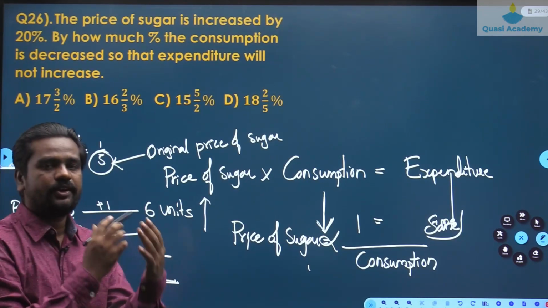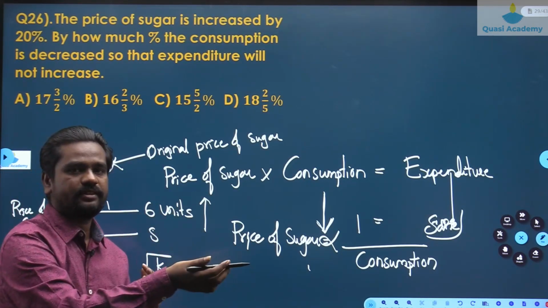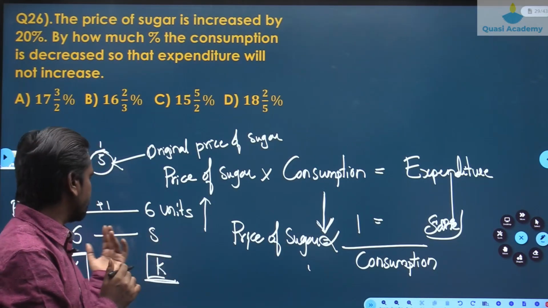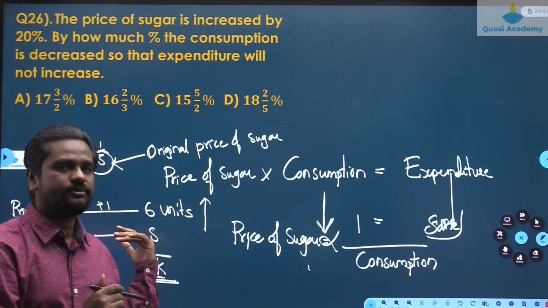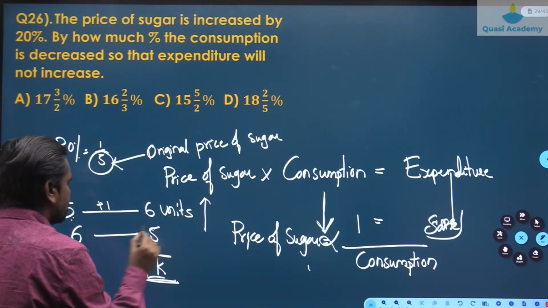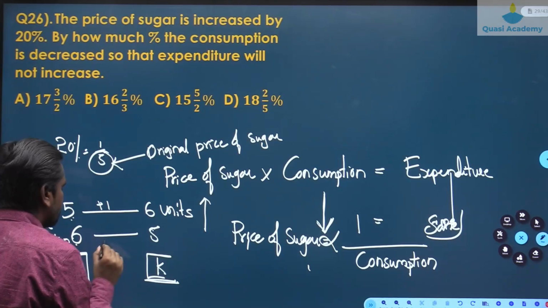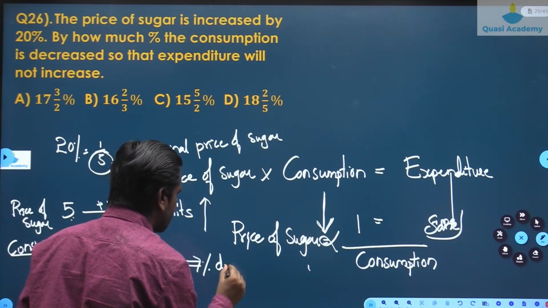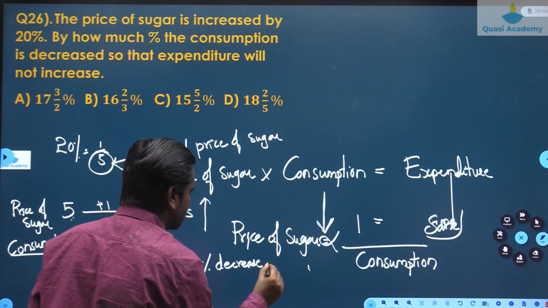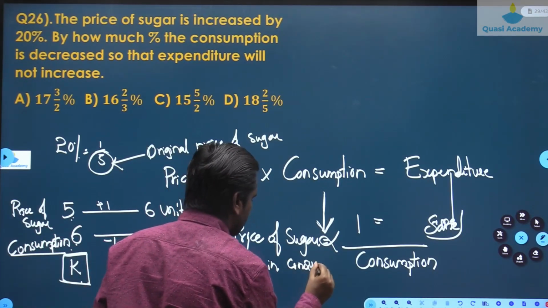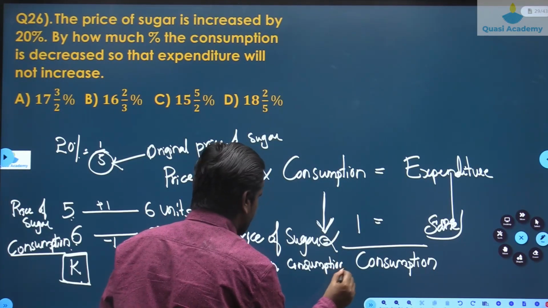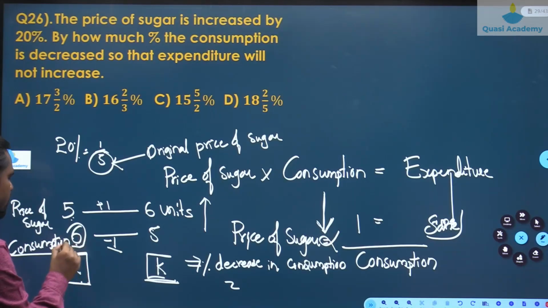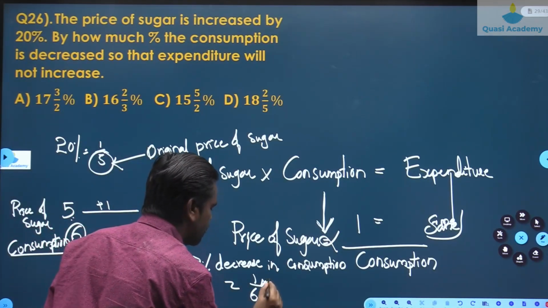So here what happens, when 5 becomes 6, then in consumption 6 becomes 5. Okay, 6 has decreased by 1 unit, so that it has become 5. So the percentage decrease in consumption is equal to how much it has decreased, 1, and originally it was 6, so 1 by 6 into 100.